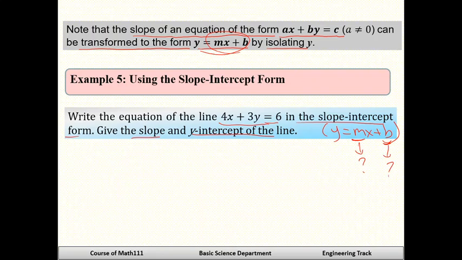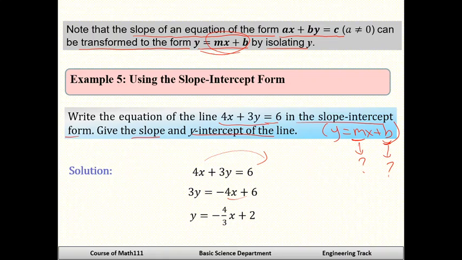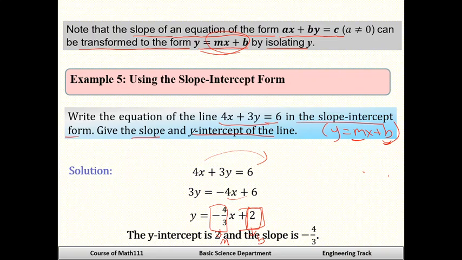So we write 4x plus 3y and try to isolate y. So you can send this one to the other side. You get this one, divide by 3. So you get here minus 4 over 3 x plus 2. And then here we have m, the slope, and this is b. The y-intercept, b is always the y-intercept. So the y-intercept is 2, and the slope is minus 4 over 3.